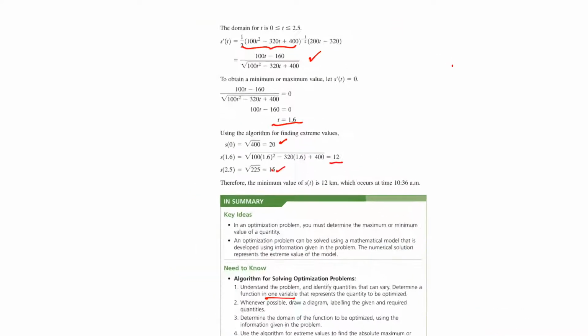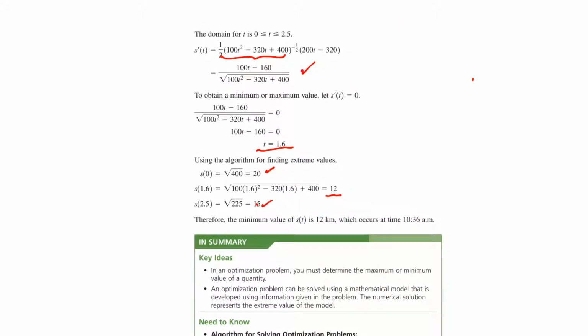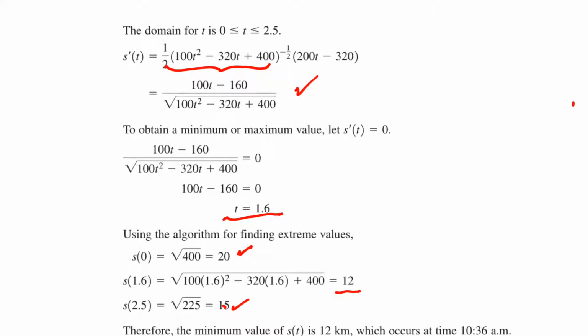We find the derivative of this function using the power rule for derivatives. The derivative is the exponent times the function to the power of exponent minus 1. 1 over 2 minus 1 is negative 1 over 2, times the derivative of the function, 100T^2 minus 320T plus 400, which can be simplified as 100T minus 160 divided by the square root of 100T^2 minus 320T plus 400.